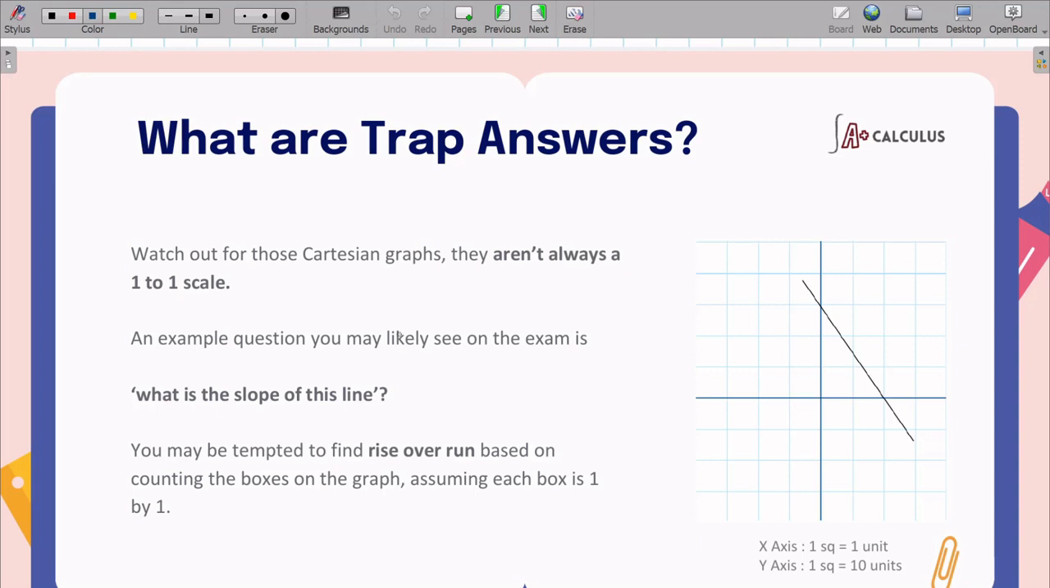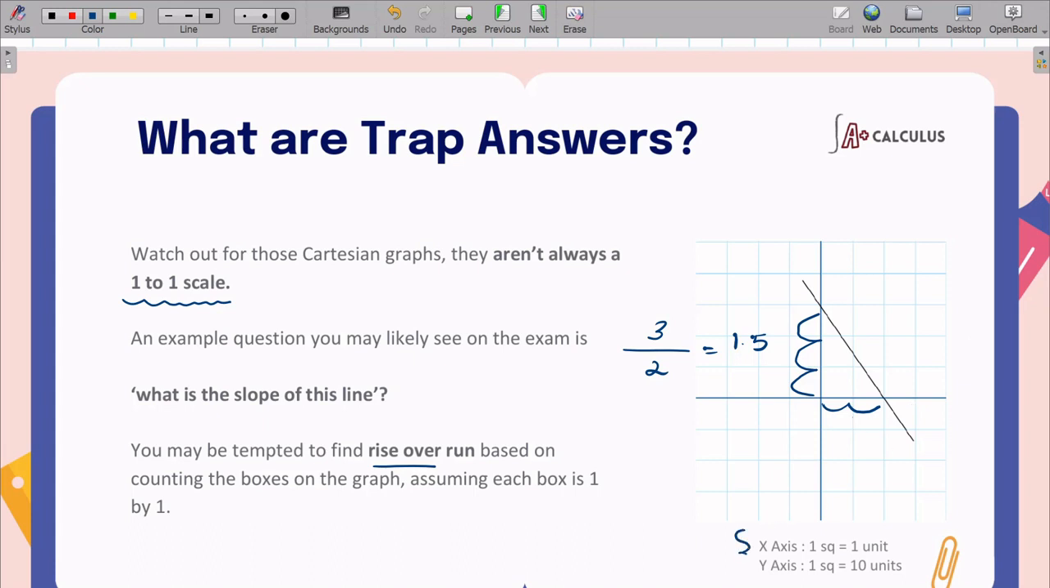You will definitely get a question related to rise over run, where you have to find out the slope of a line. You just be careful about these graphs. It's not necessary that they are of 1-to-1 scale. In this question, they are asking what is the slope of this line. Now you may be tempted to find rise over run, and you would count the number of boxes. You would say, okay, the rise is 1, 2, 3, and the run is 1, 2. Oh, I'm getting the slope 1.5, yay! But no, that is not correct.